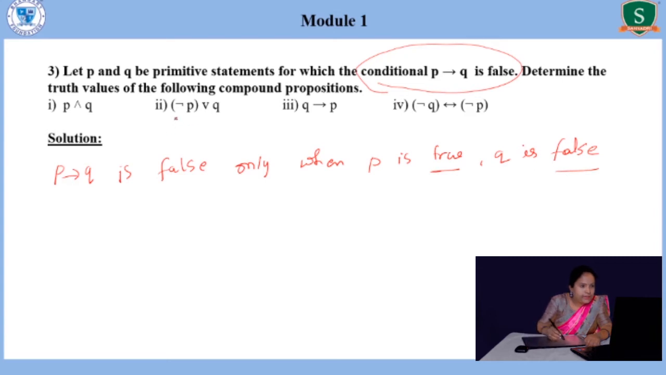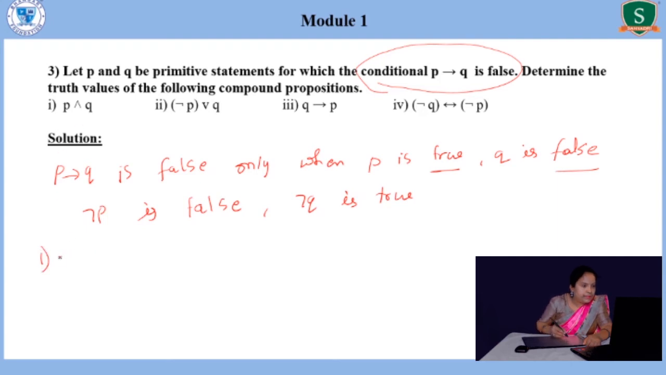Next, what is required here? Negation p and negation q are also required to find out the truth values of the given compound propositions. What is negation p then? We know that p is true, negation p is false. Next. We know that q is false. What is negation q? Negation q is true. Now we can find out the truth values of each and everything.